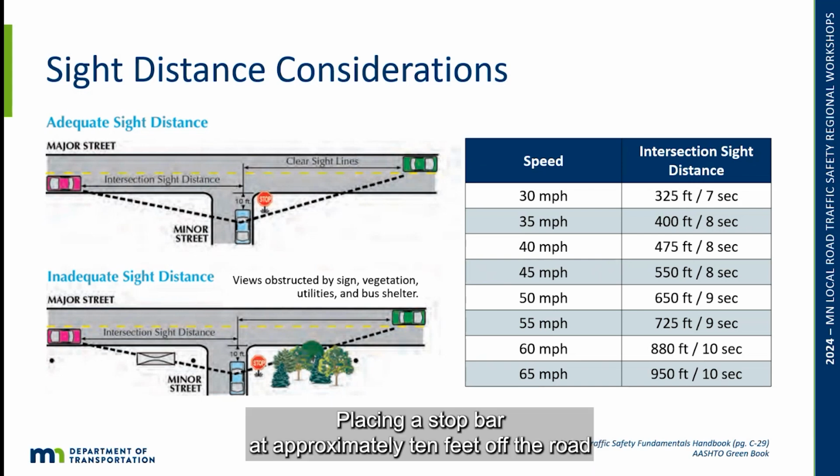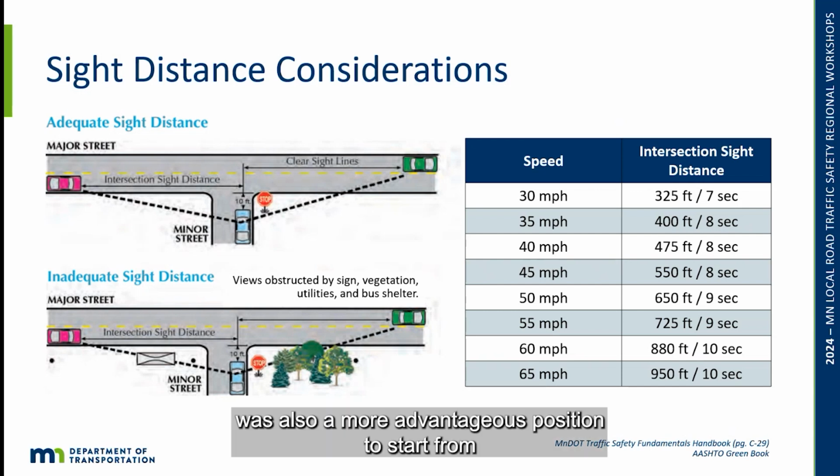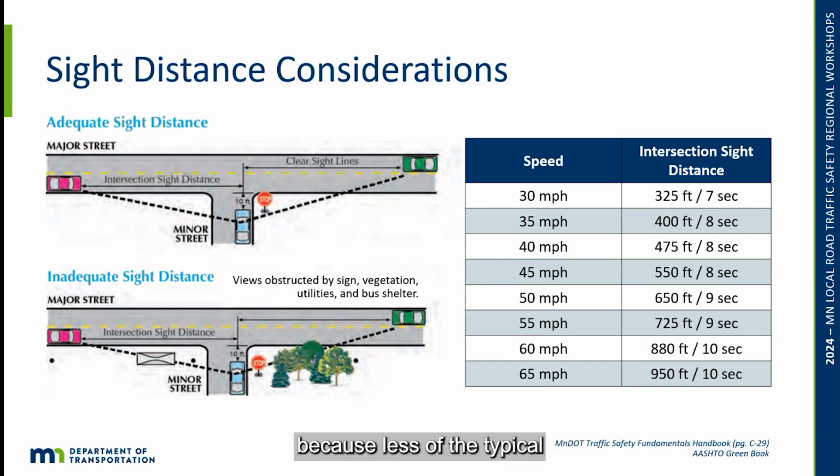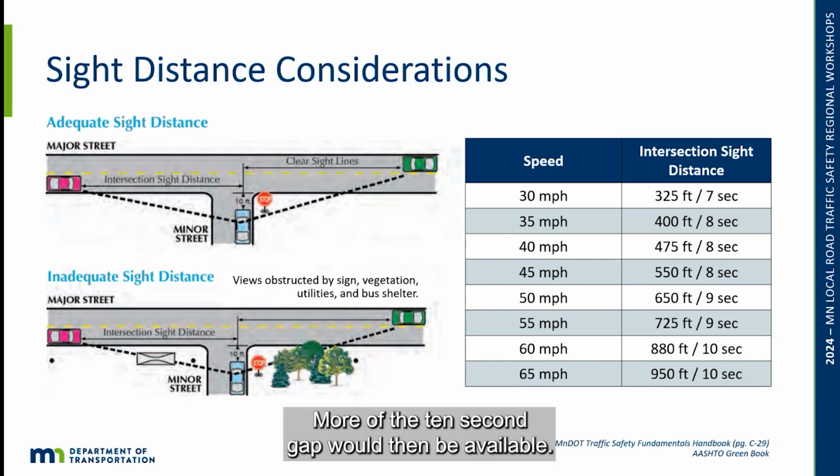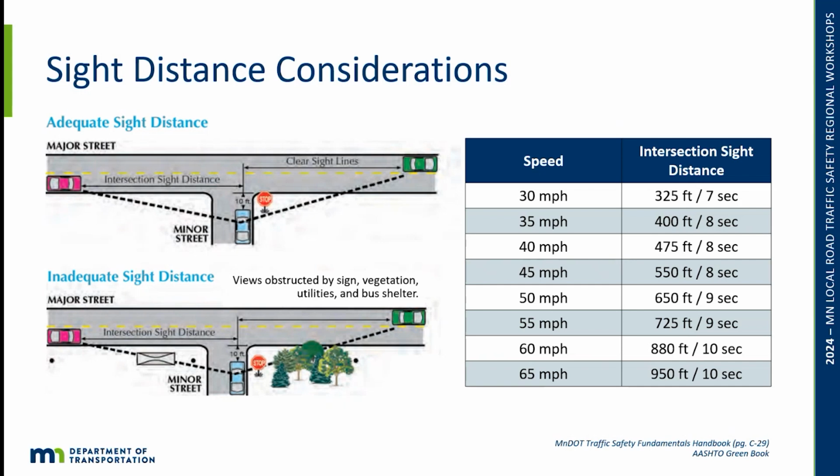Placing a stop bar at approximately 10 feet off the through road provided better sight lines, which allows for better gap selection. It was also a more advantageous position to start from because less of the typical 10-second gap used by most drivers was used to get from a starting position to the through road. More of the 10-second gap would then be available.